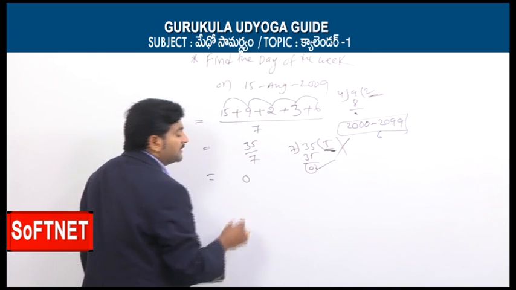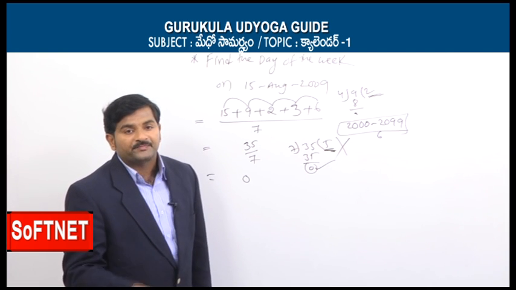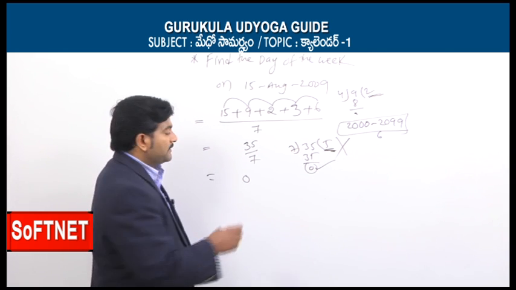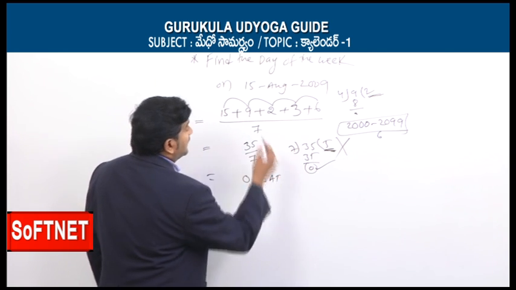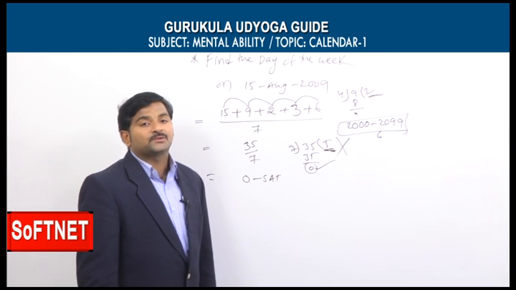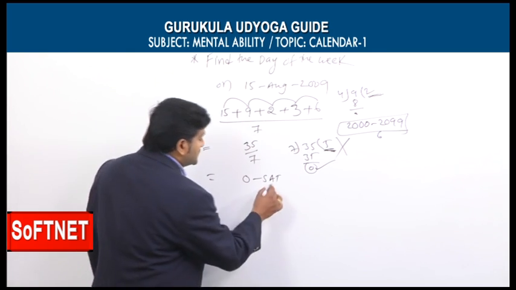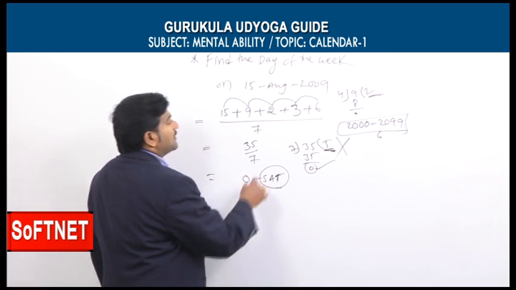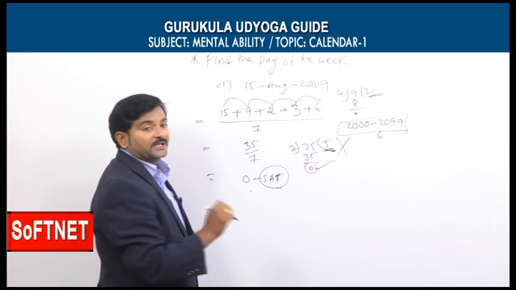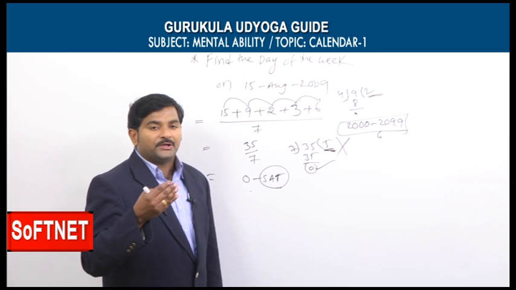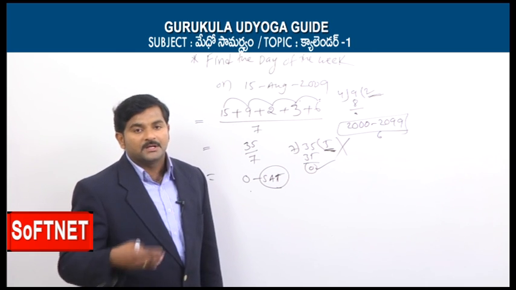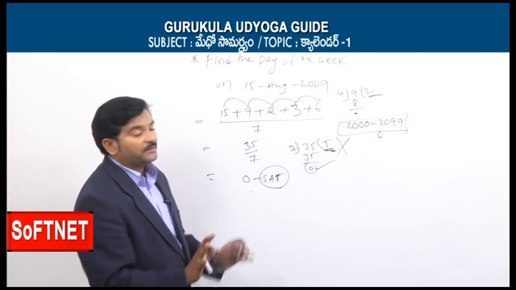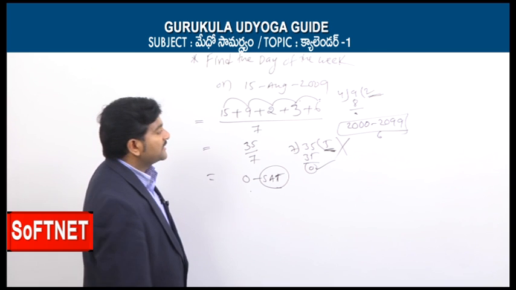What is my remainder here? 0. According to the day codes, if 0 is the odd day, what will be the code for this? Saturday. Hence we can say 15th August 2009 was a Saturday. So day codes can be used here, and month codes and century codes can be used in that formula. Okay, so you need to have an idea about the codes: day code, month code, century code. If you know these types of codes, then the problem is somewhat easy. The complete chapter is somewhat easy, so no issue.